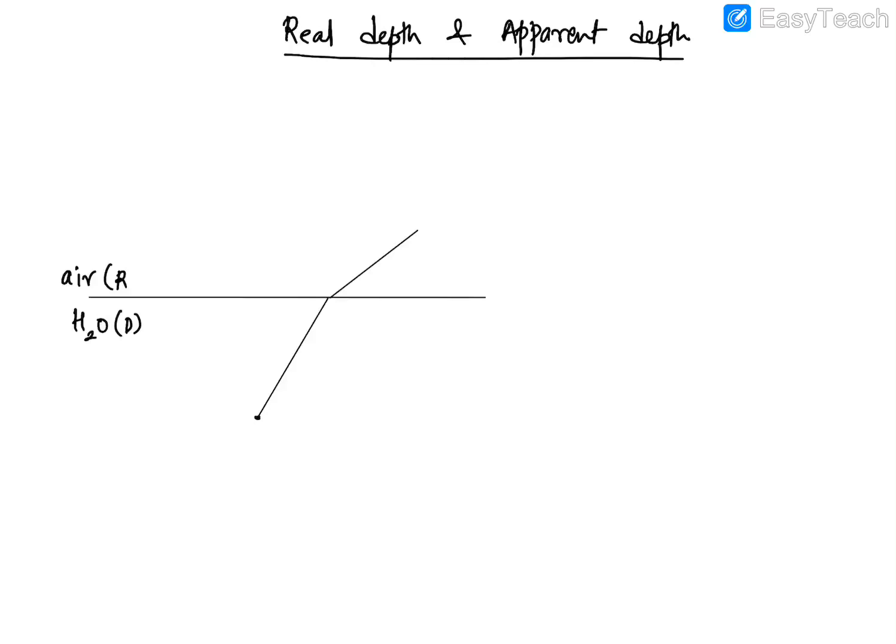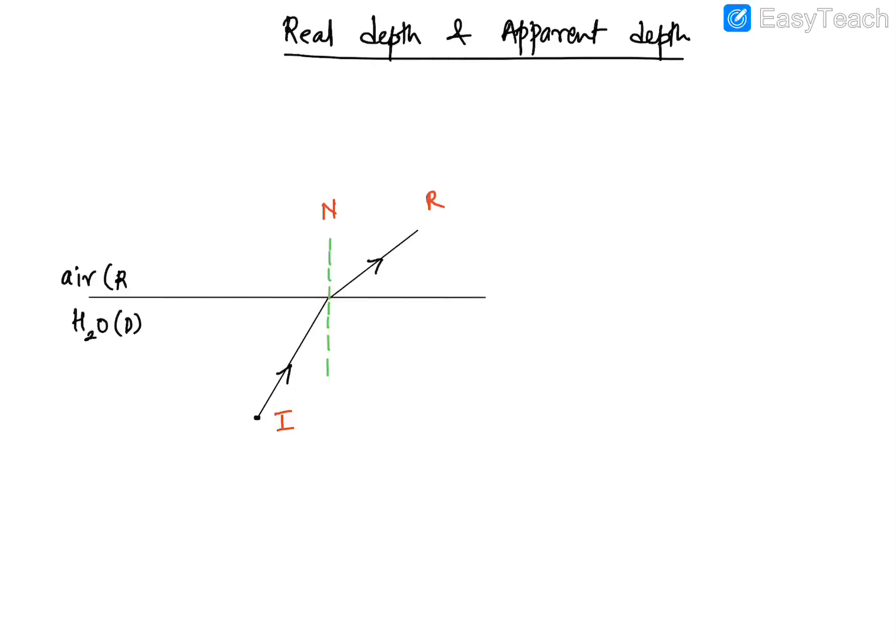Now guys, let's say your object was placed here. Light ray started from there. It's going from denser to rarer, so how will it go? Away from the normal. And this is your normal. So once again, I'll just mark all the things now. This is the incident ray. That's your normal. This is your refracted ray.